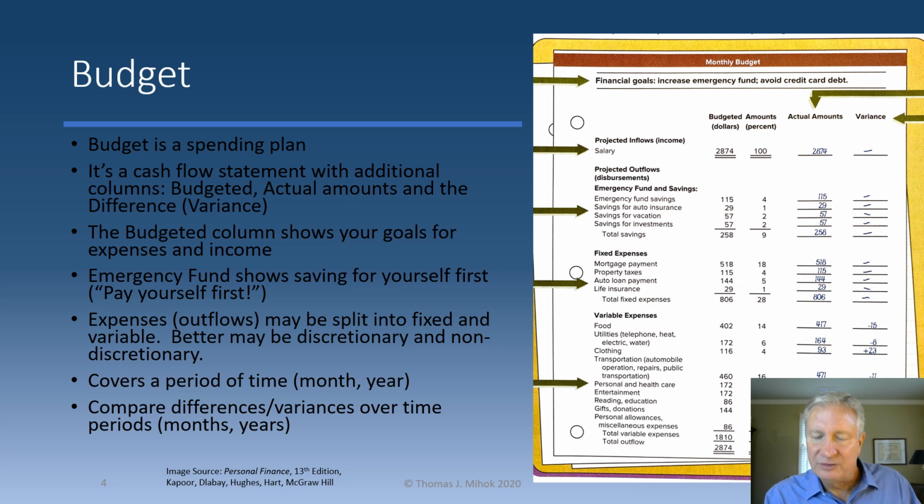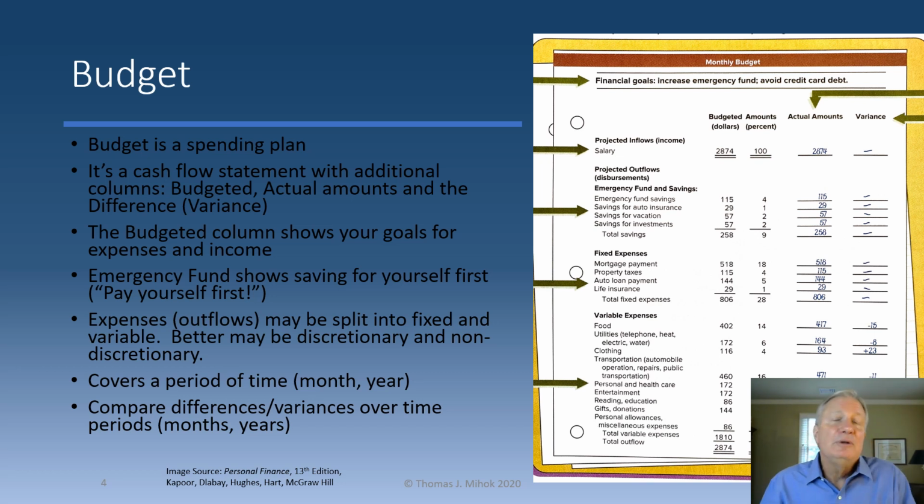It also shows fixed and variable. Remember, I recommend considering discretionary and non-discretionary. It covers a period of time, a month, a year, a semester, 5 years, something like that. And again, it's just a personal cash flow statement with columns added for budgeted amounts, the actual amounts, and then the difference or the variance.